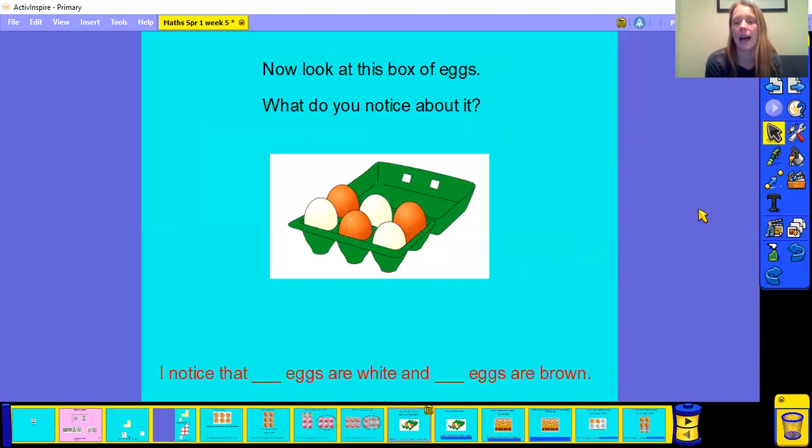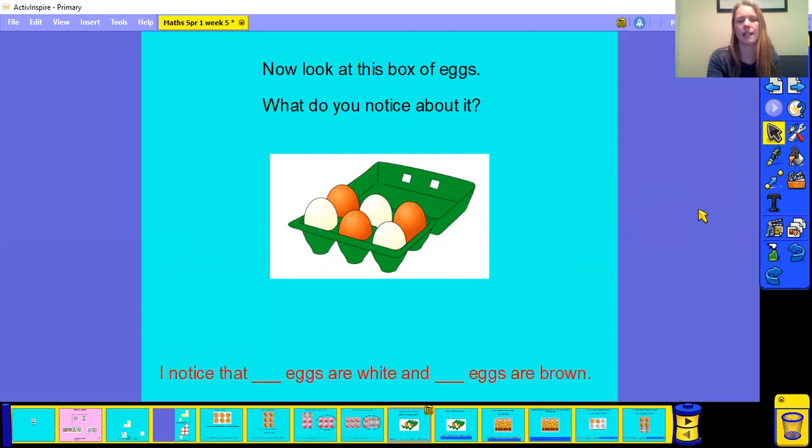Now have a look at this box of eggs. What do you notice about it? Pause the video while you talk to your grown-up about what you noticed. Use the red sentence at the bottom to help you to explain what you noticed. Okay, let's have a look at it together.